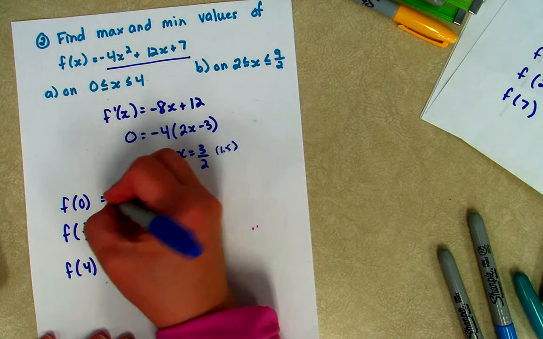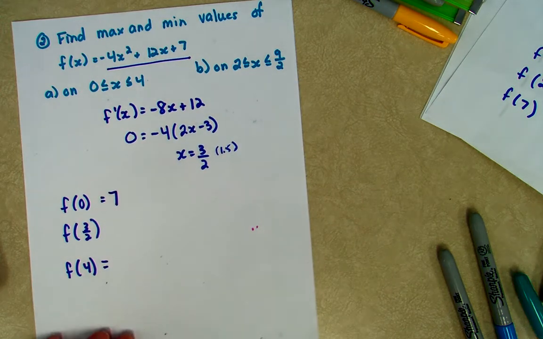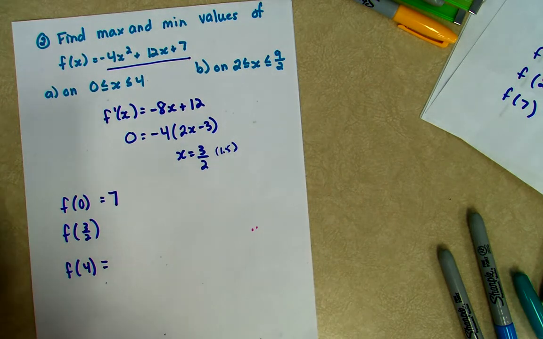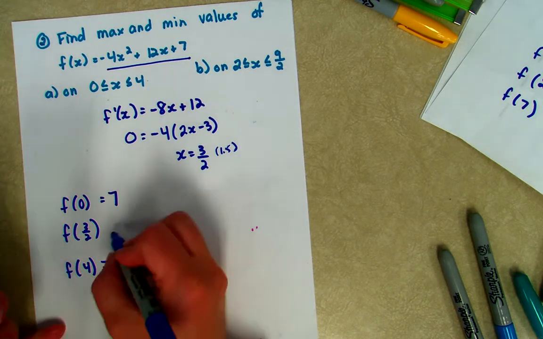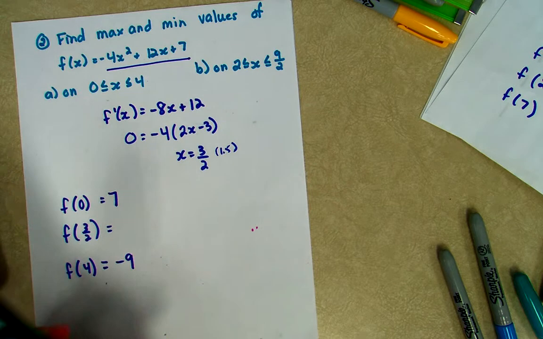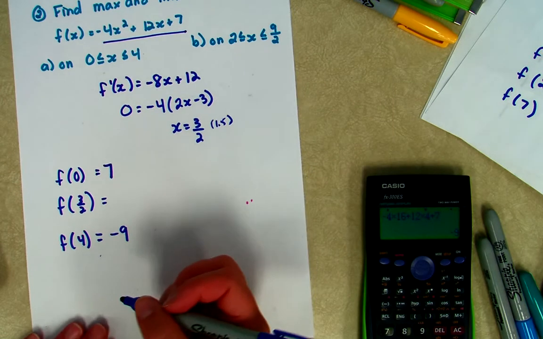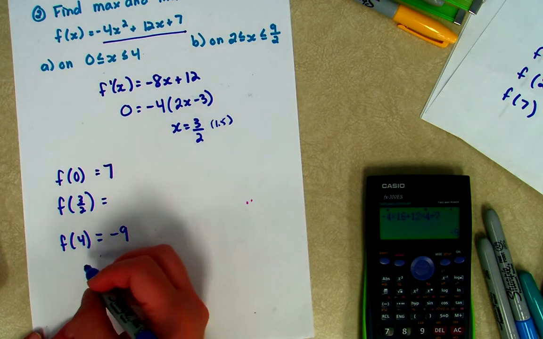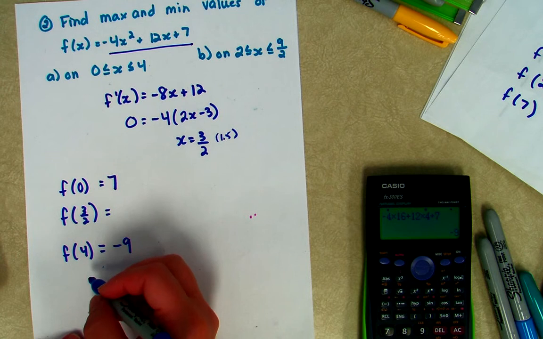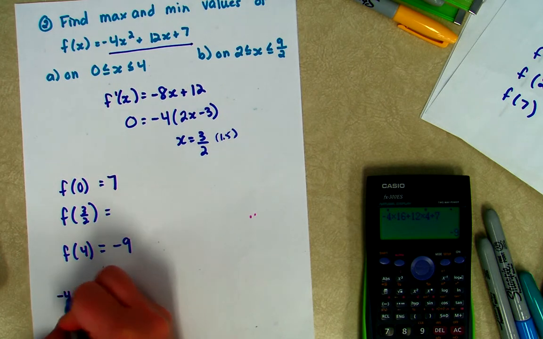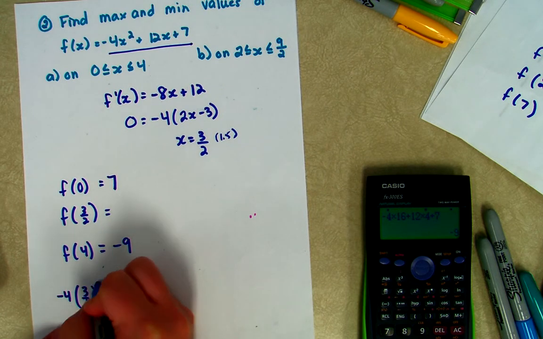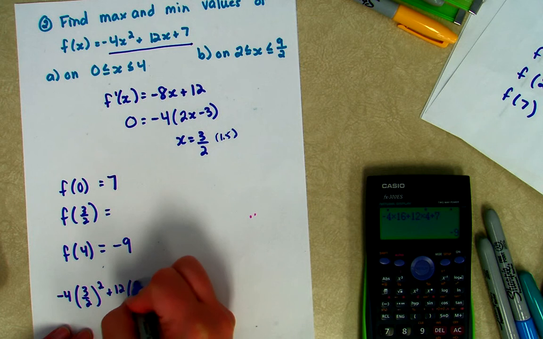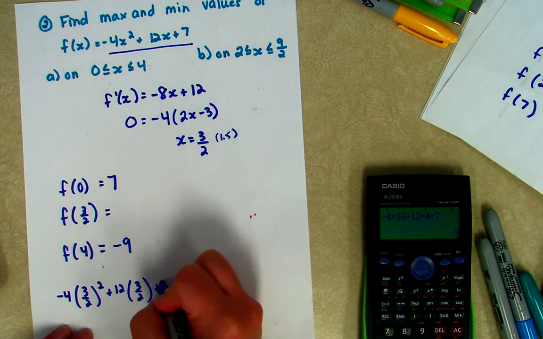So f at 0 is going to be 7. I'm going to skip down and do f at 4 now because it's a little bit easier. So negative 4 times 4 squared plus 12 times 4 plus 7, negative 9. 3 over 2, I mean, I guess you could use 1.5. I'm actually going to use it as an opportunity to practice working with our fractions.